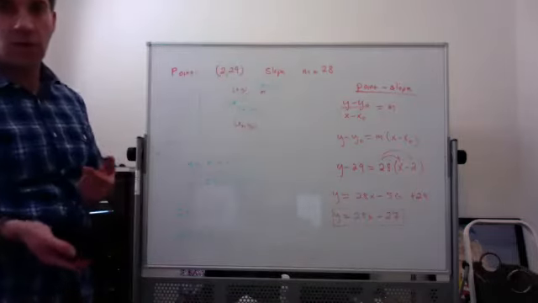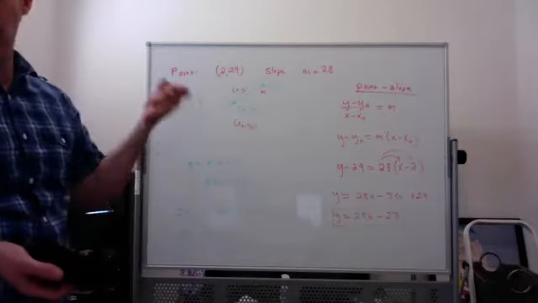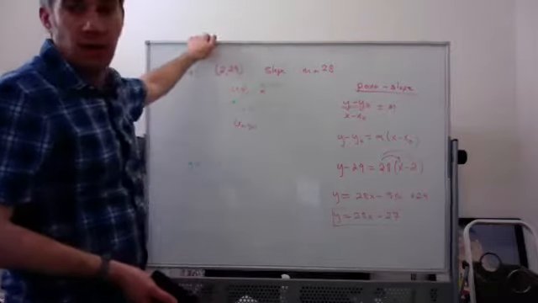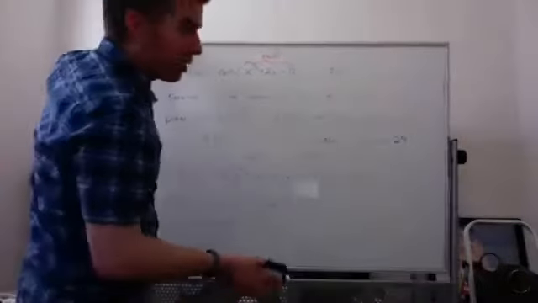So whenever you find the equation of a tangent line, this is how you do it. You find the slope, you find the point, and you throw them into this equation. Okay.